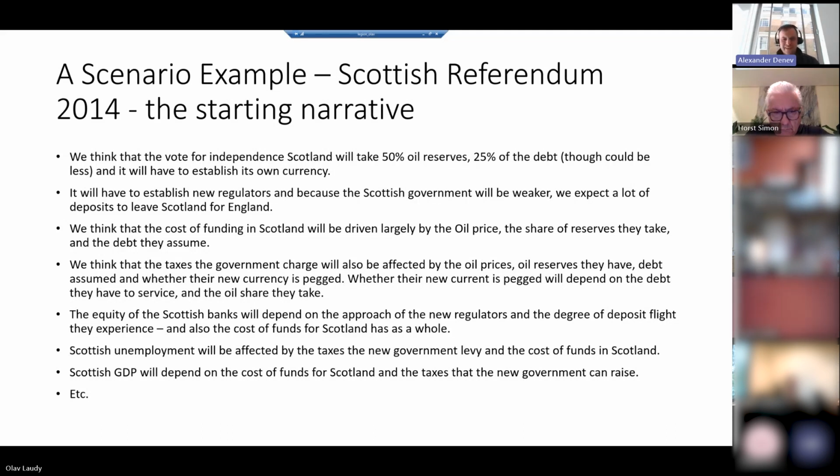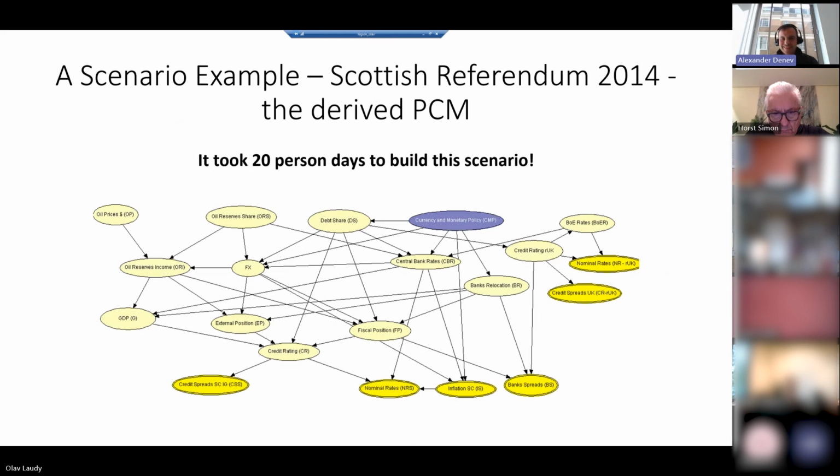So this was a lengthy narrative. I published it as a chapter in my book on probabilistic graphical models. It's around 30 pages of narrative of different paths in the future, how this event would have unfolded in our view. And all this lengthy narrative, after 30 pages and 20 days, was condensed in a causal graph. So the simple graph you see here is the result of 20 days of work.